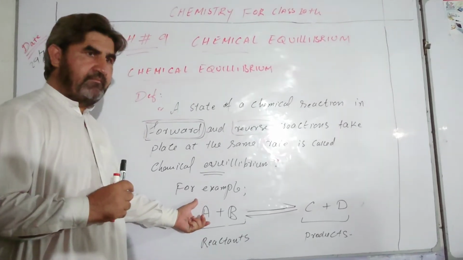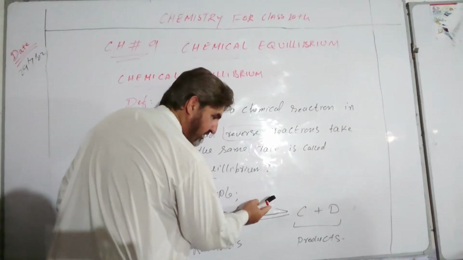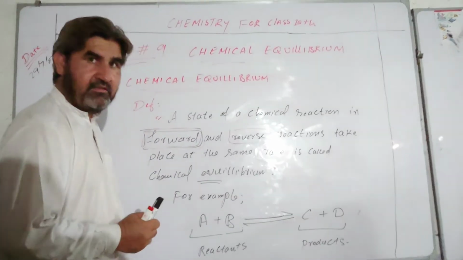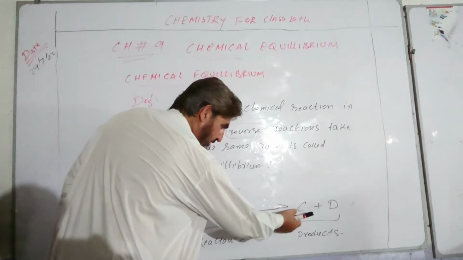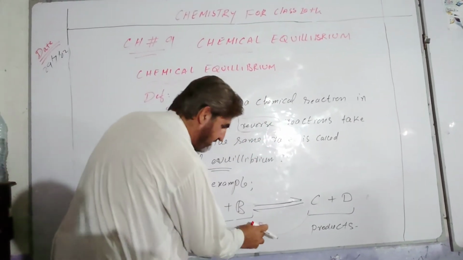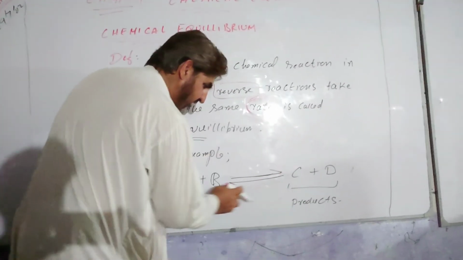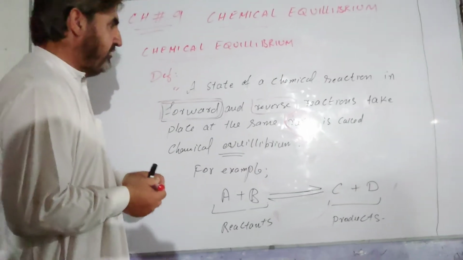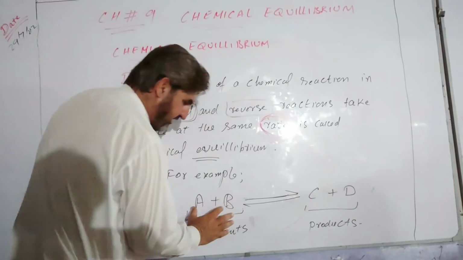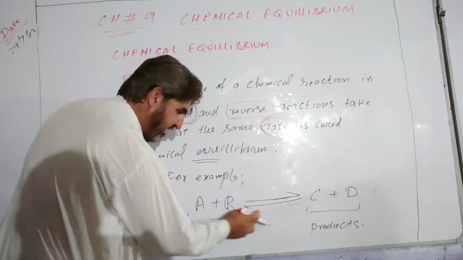Forward reaction means the arrow which is going towards the product. This is known as the forward reaction. The arrow which is going from the product towards the reactant is known as the reverse reaction. This is the forward reaction, in which the reactants give the product, and this is known as the reverse reaction.